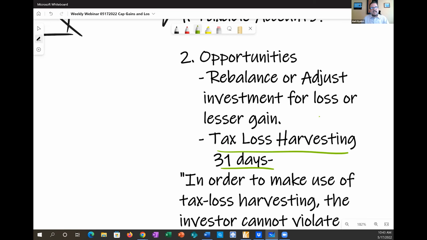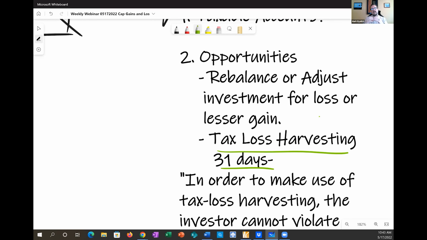The other thing is, it doesn't have to be a loss. I've got some calls scheduled this week where people have had significant gains in investments, and they don't necessarily love the investments anymore, but they say, boy, I don't want to pay that capital gains. Well, it might still be a capital gain, but it might be significantly less than it was a year ago, or it may be a year from now.